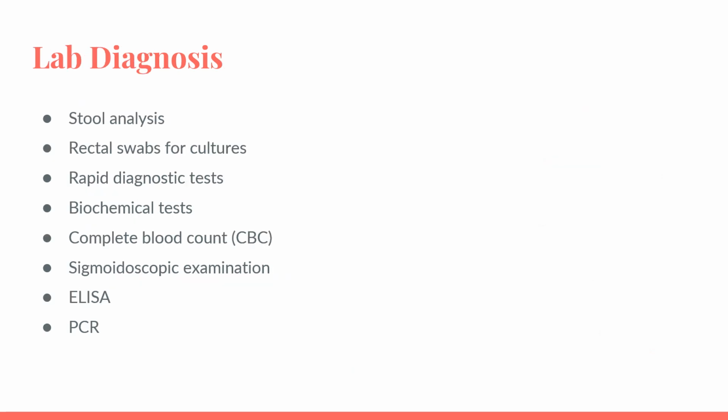Lab diagnosis. So some ways you can find out if you have this disease is through a stool analysis, rectal swabs for cultures. They have developed rapid diagnostic tests at the Pasteur Institute in France, which is pretty cool. Biochemical tests, such as the ones that we saw in our last two labs, the TSI is commonly used. Complete blood count is going to tell you if you're decreased in white blood cells. And the sigmoidoscopic examination, ELISA and PCR are more so for studies because they may be a little too complicated for regular use, but they are helpful.